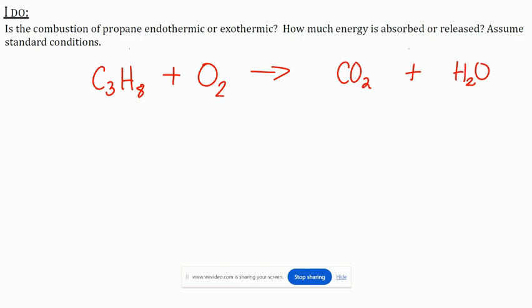Step 1. It's always our step 1 here. Balance that equation. I've got an odd amount of carbon, so I'm just going to start balancing my carbon. Then I balance my hydrogen. I've got 8 here. I need 8 on this side. Then I go back and I balance my oxygens. I've got 6 here and 4 here. So that gives me a total of 10.